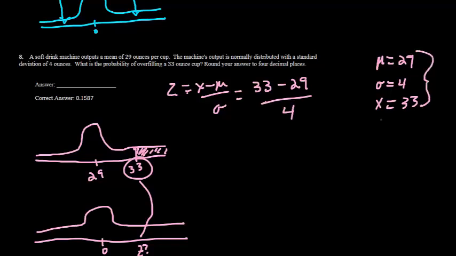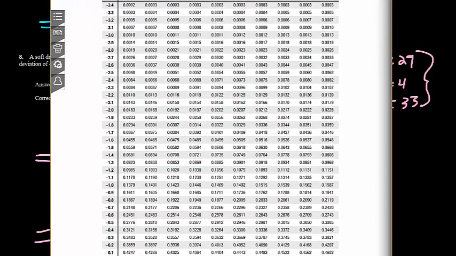If you do this as you're reading the question on the right-hand side, it makes it a whole lot easier to plug and play once you pick the right formula to use. So that is going to be 4 over 4. The answer is obviously 1.00. And we're looking for the right-hand curve. So we go back to our chart.